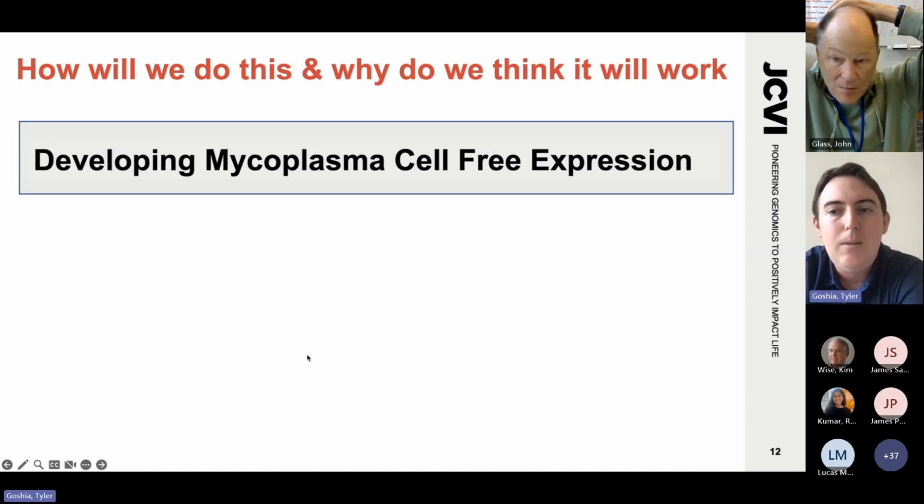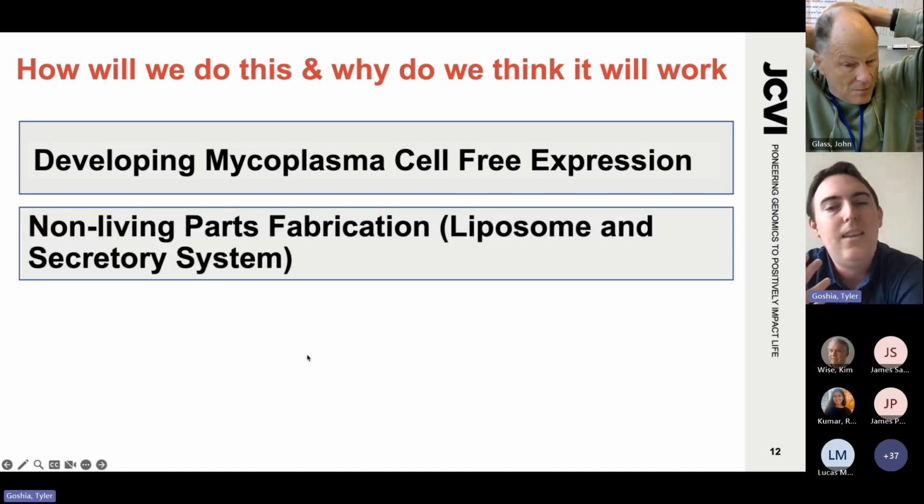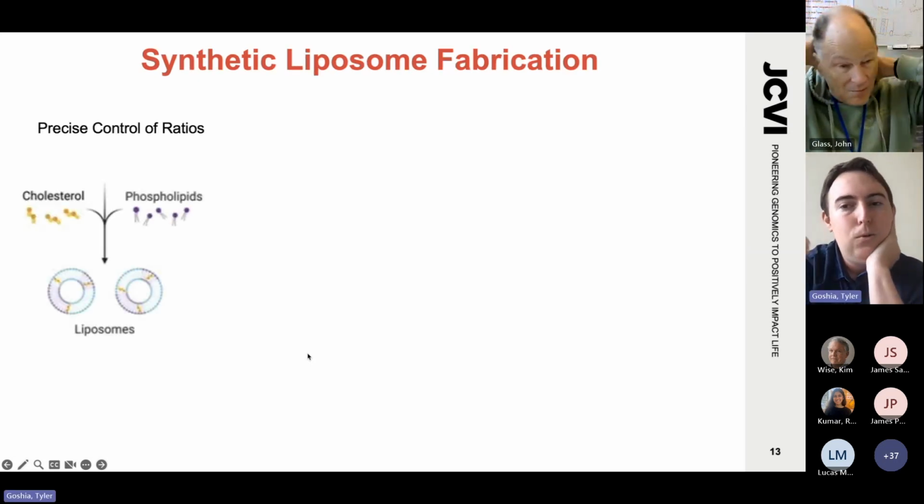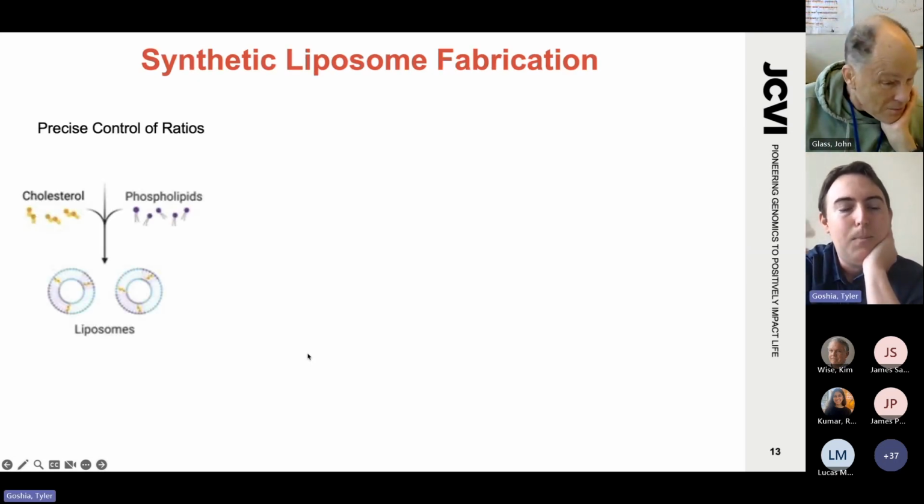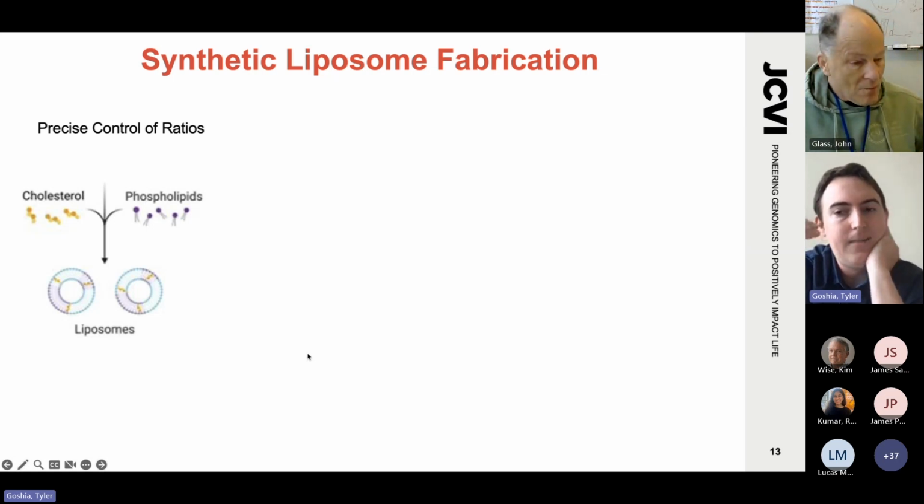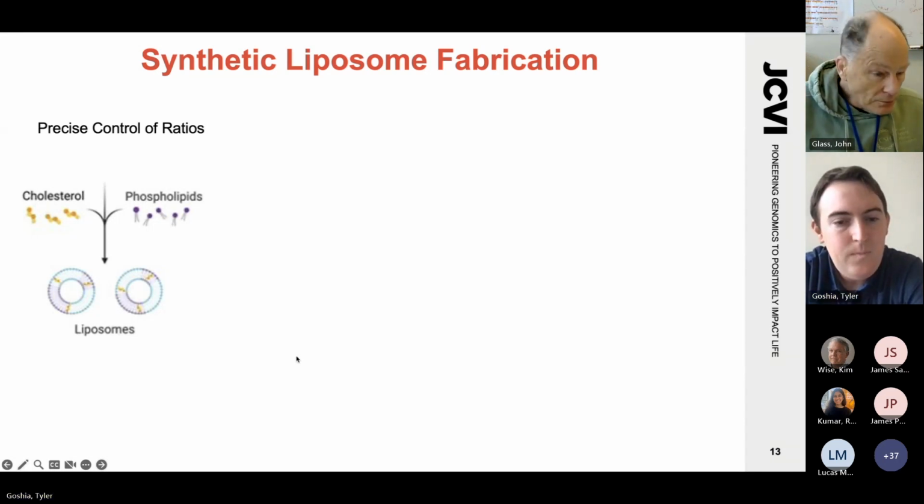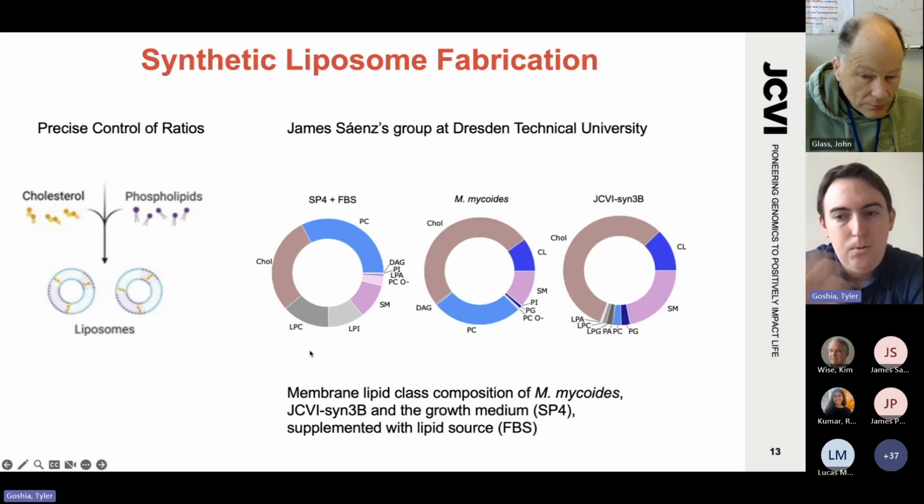Next, I want to explain why we think installing the cell-free expression into a synthetic liposome will work. I will be able to tightly control the composition and stability of our synthetic membrane by adjusting the ratios of phosphorylated fatty acids and varying the cholesterol concentrations. And James Sayen's group, who spoke at our last session, has provided a great blueprint for the composition I'm going for by defining the lipidomes of the minimal cell and mycoides, showing that when grown on certain diets, the complexity of the final membrane can be reduced.